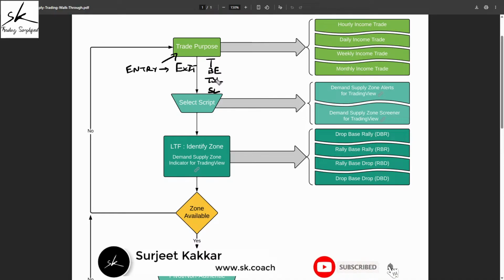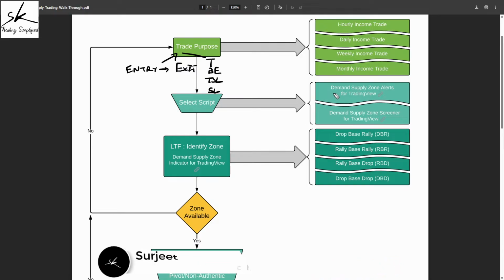So now the question is, why do we start with the trade purpose as our step number 1? The answer is that when we plan our trades, we use time-based charts, and we have n number of time frames available to us, right? So the very first challenge we face is that there are so many time frames available. Which time frame should I be using for my analysis? That's the very first challenge.